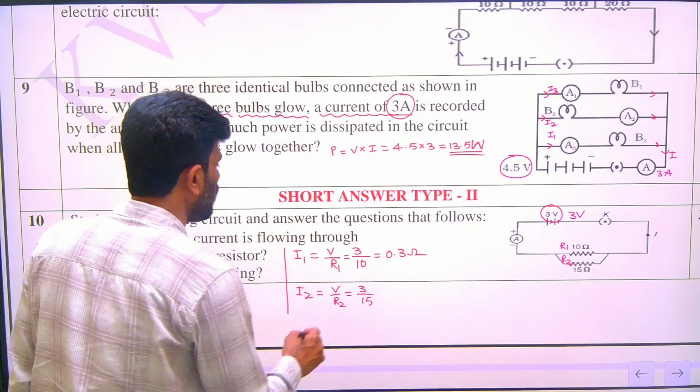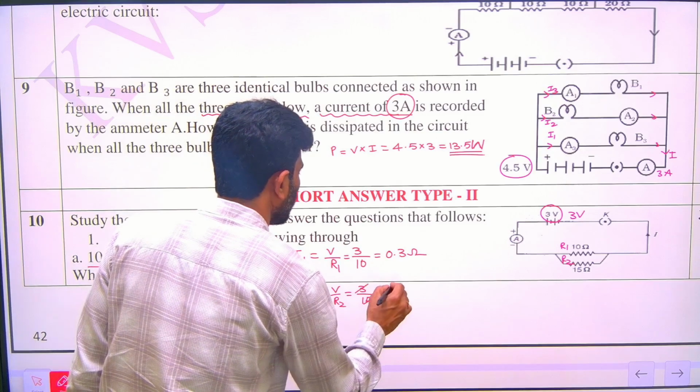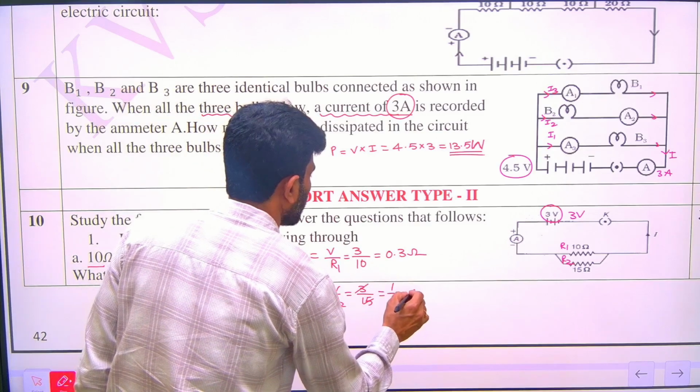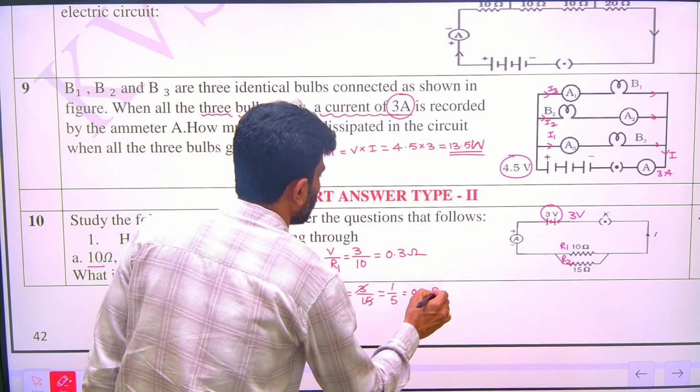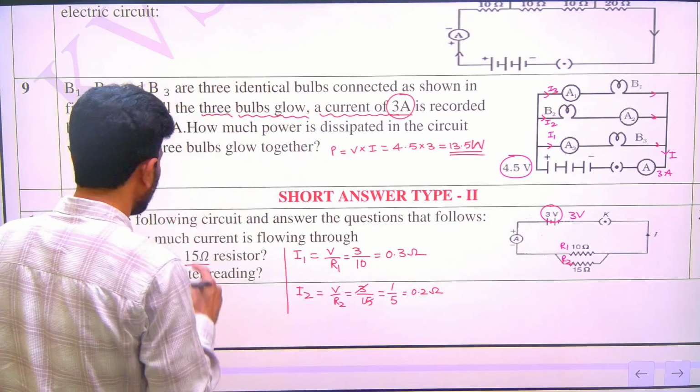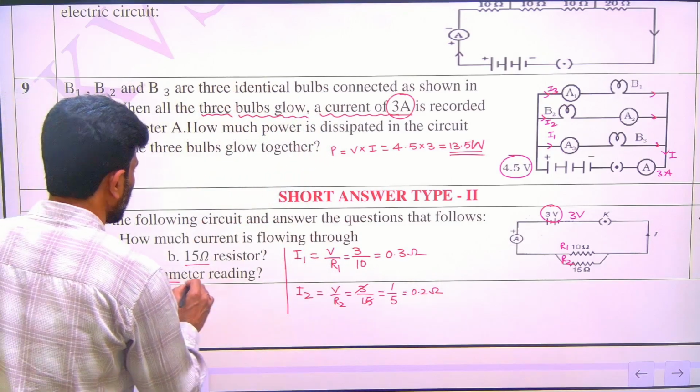3 by 15 is what? 1 by 5. 1 by 5 is 0.2 ohms. So that is I1, I2. We want what is the ammeter reading.